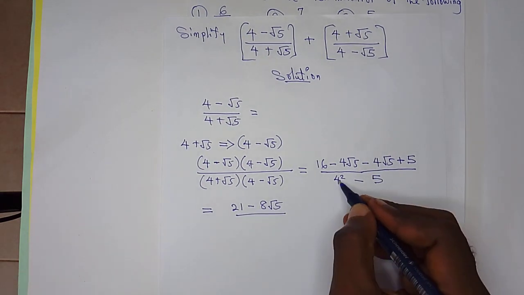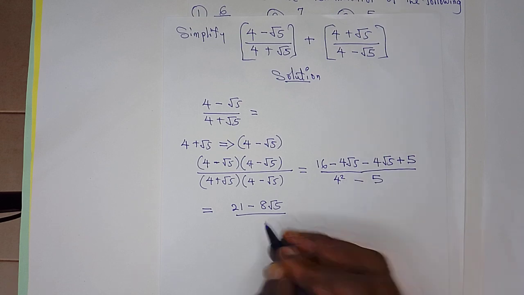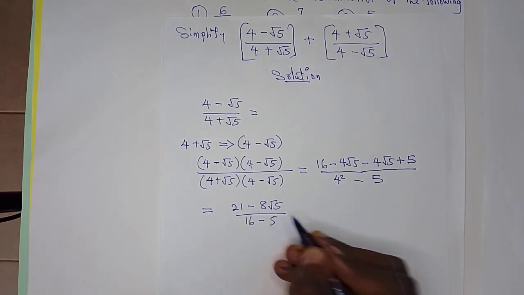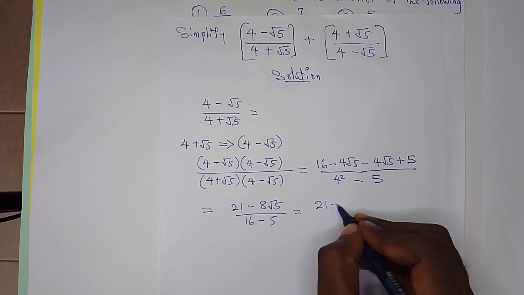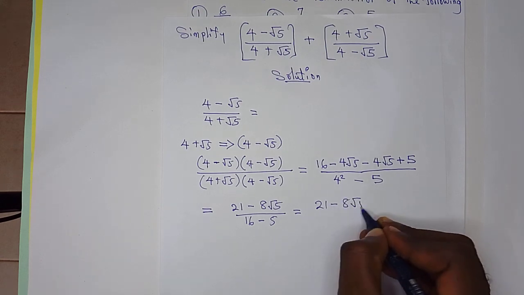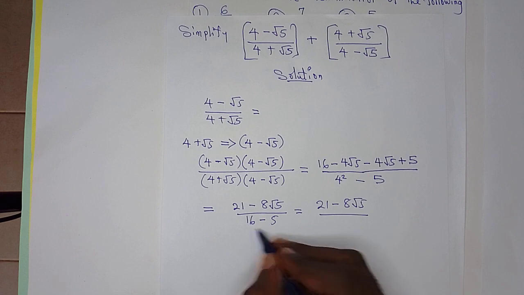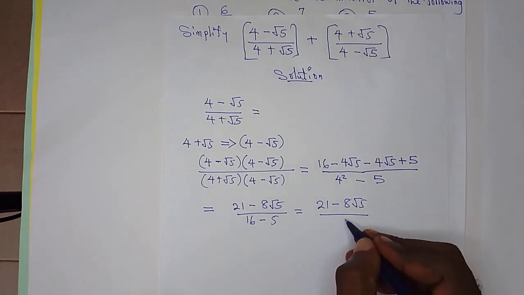All over 4 squared, which is 16, minus 5. So we are going to have 21 minus 8 root 5 all over 16 minus 5, that will be 11.